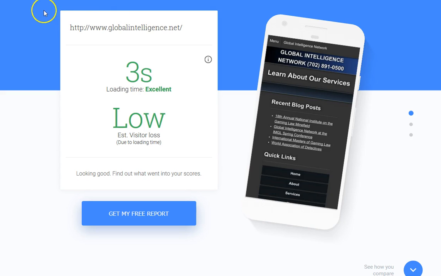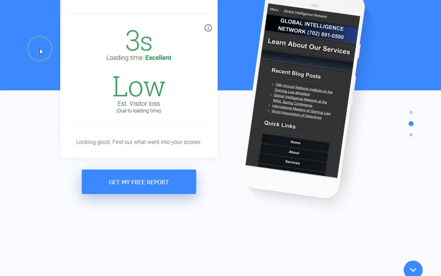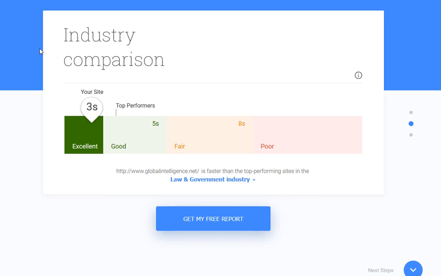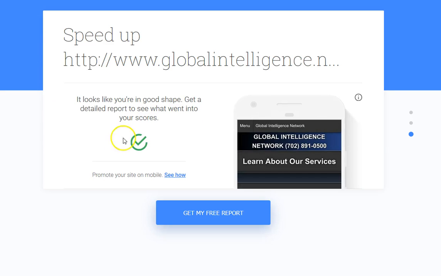Next, we have on here the site speed of your website. Your loading time is 3 seconds, which is really good. It's low for visitor loss whenever they come to your site. Let's go back here. So industry comparison here, you got all the way up to 8 seconds and above. And what this does is it tests you on a slower network because about 70% of cell phones are on a 3G network. And this also allows you to get a free report, and this is actually from Google.